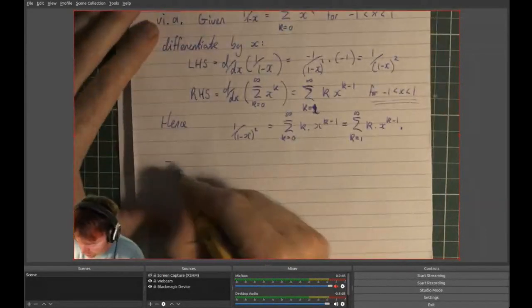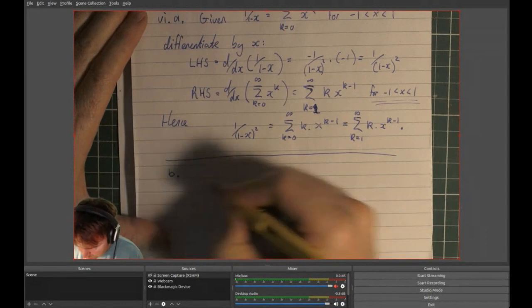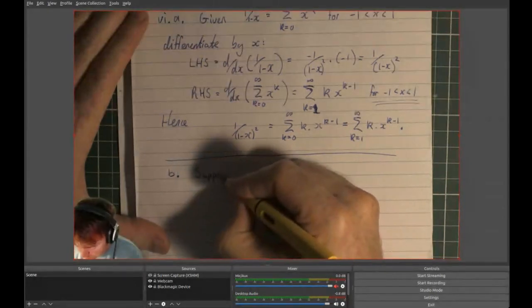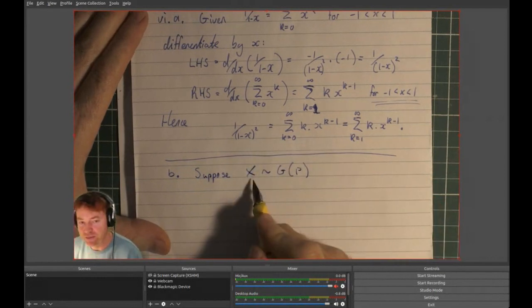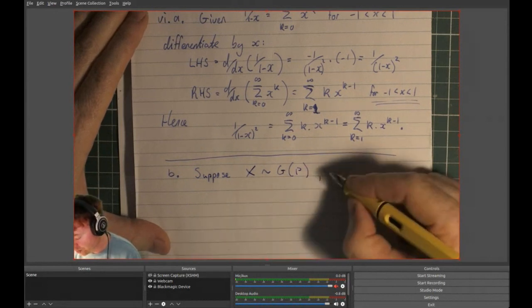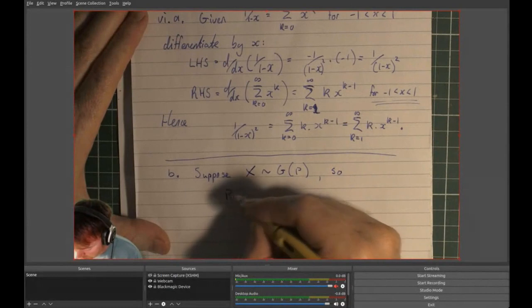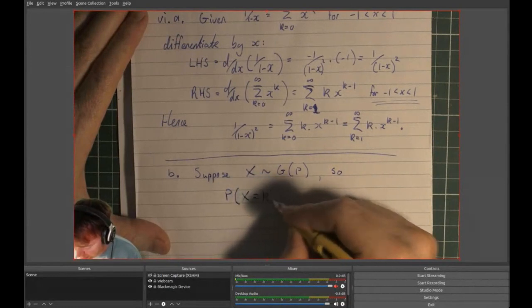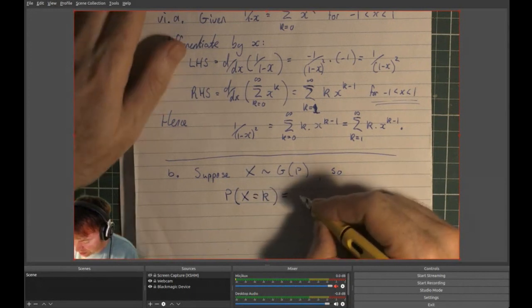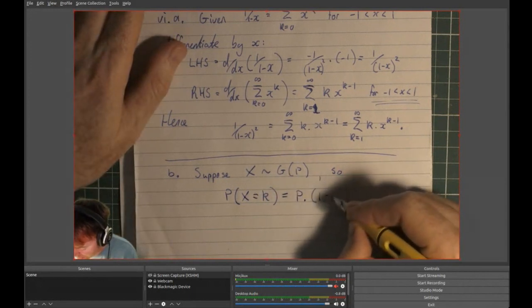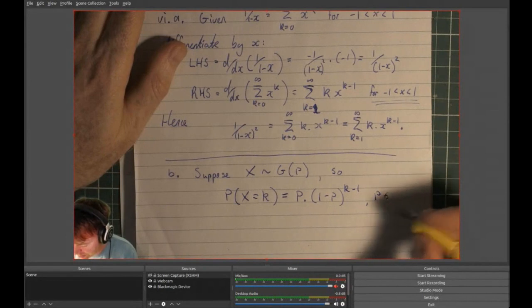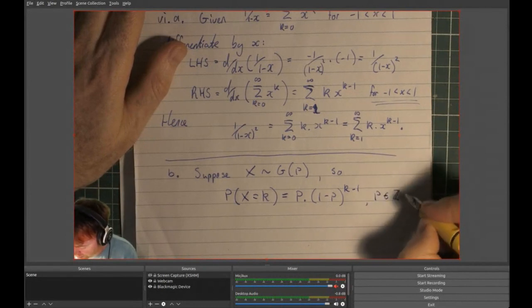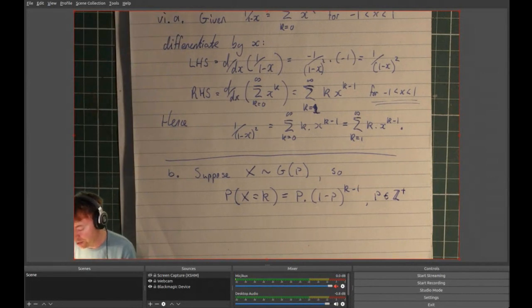So suppose X, now this is a notation G of P. That is to say, X is a random variable and it has this distribution, so the probability that capital X is equal to any particular value k is just P times 1 minus P to the k minus 1, where k has to be a positive integer. So X can be equal to 1, 2, 3, 4, stuff like that.